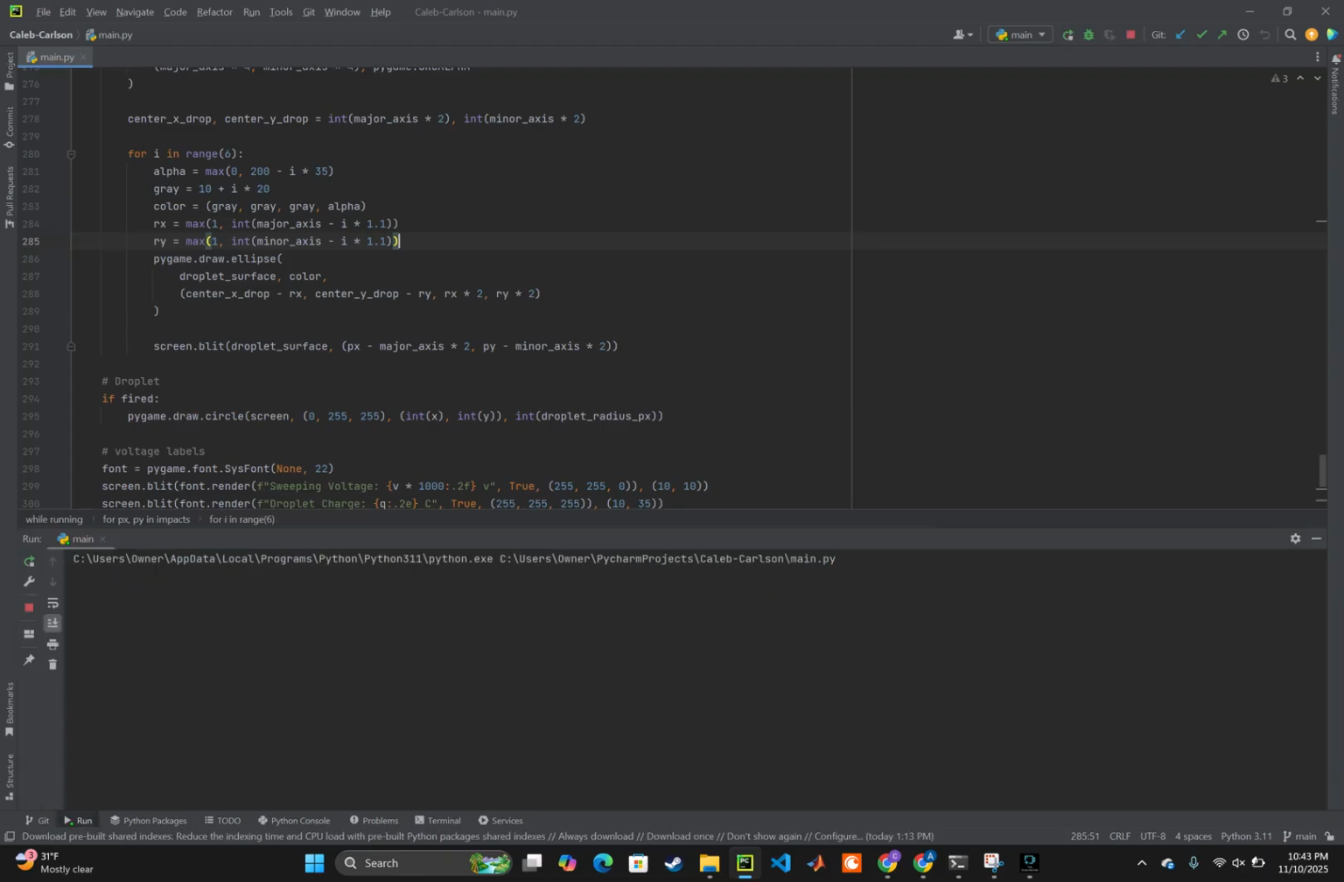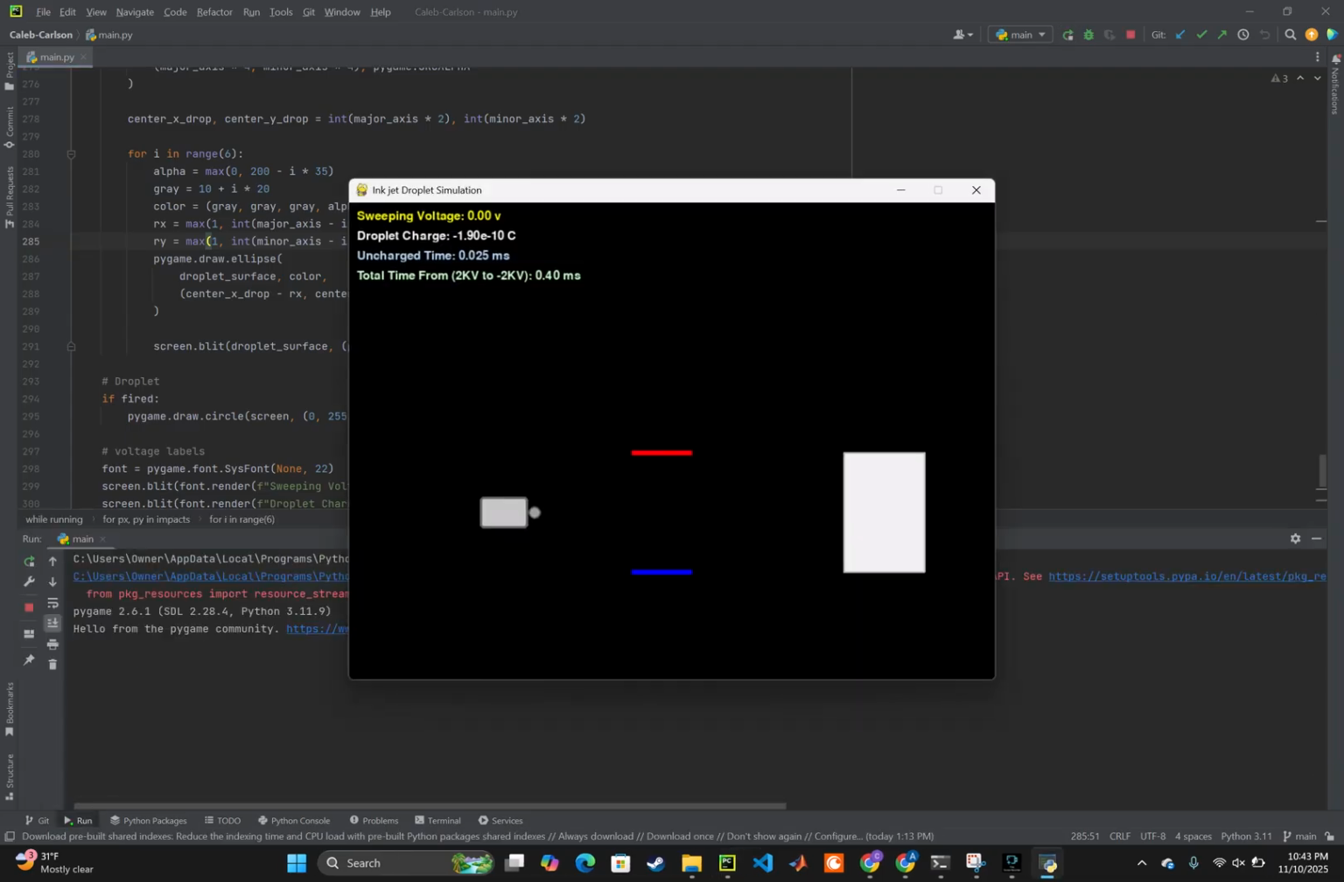Now let's view the code. So we're going to run it. For the first spacebar press, you see the uncharged droplet going across the screen. It took about 0.151 milliseconds. Now we're going to watch the sweep.